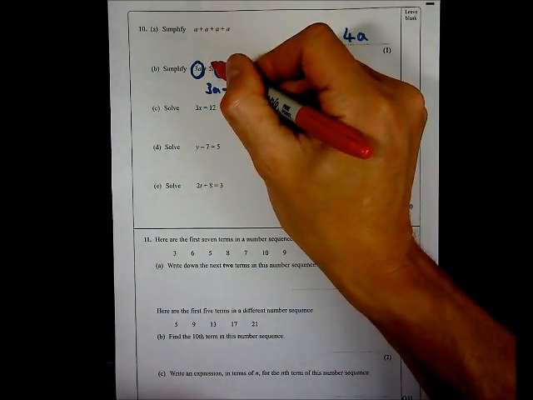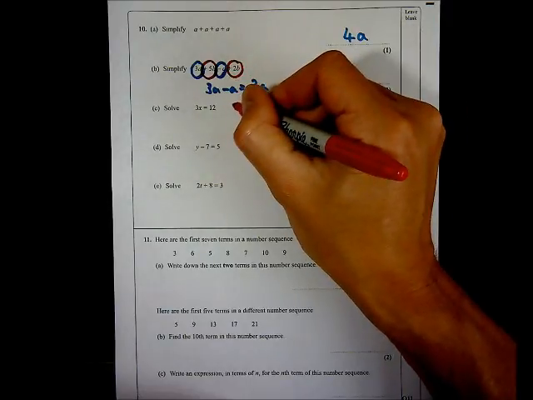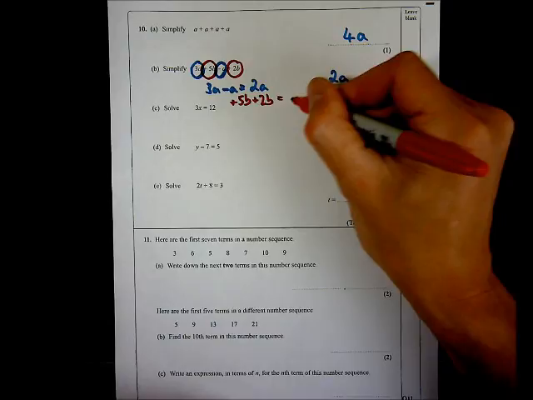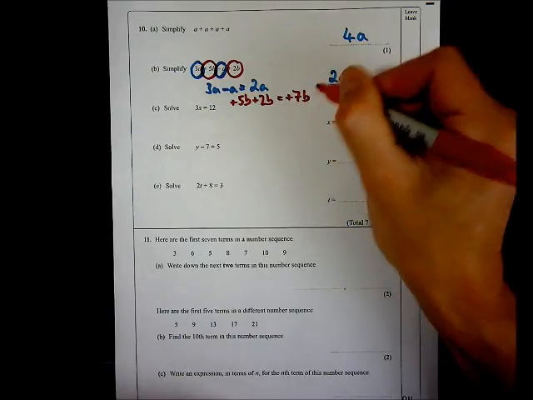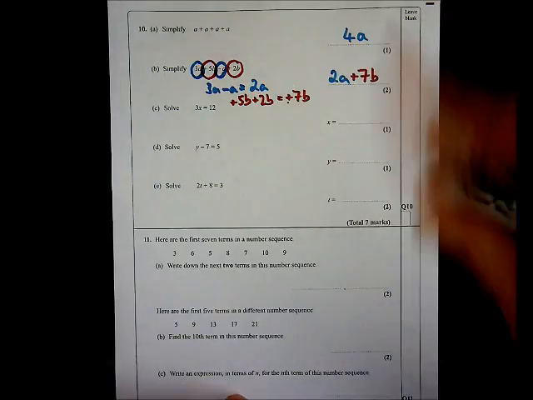And I've also got add 5B, add another 2B. That's going to be the same as adding on 7B. And I do need that add in there. So it's going to be 2A add 7B.